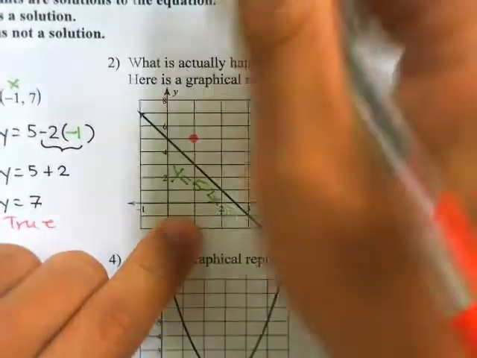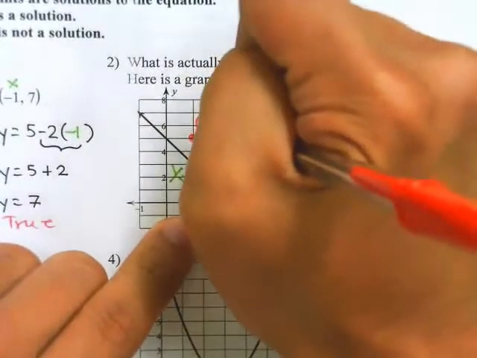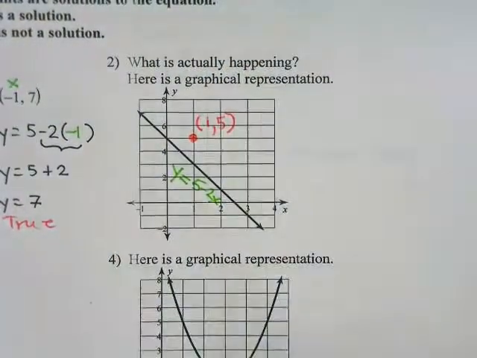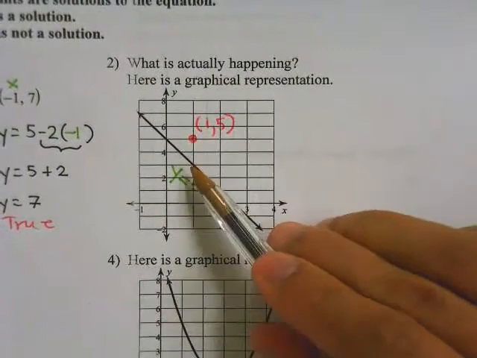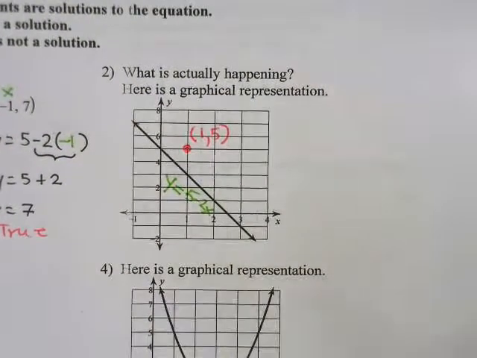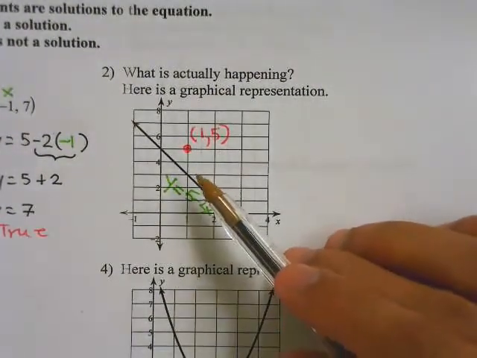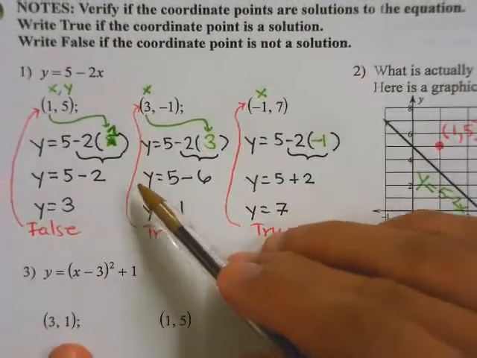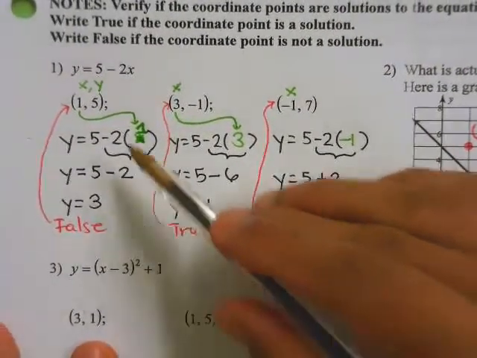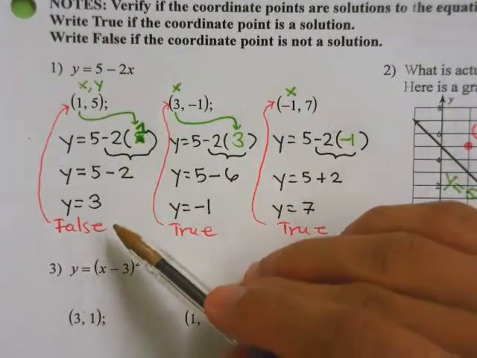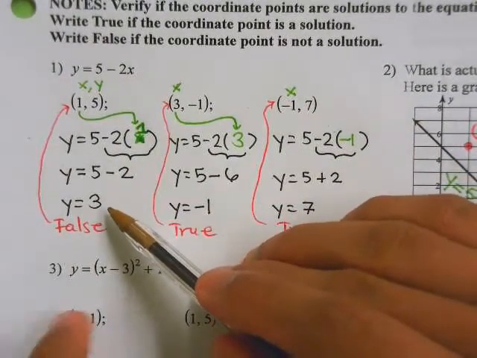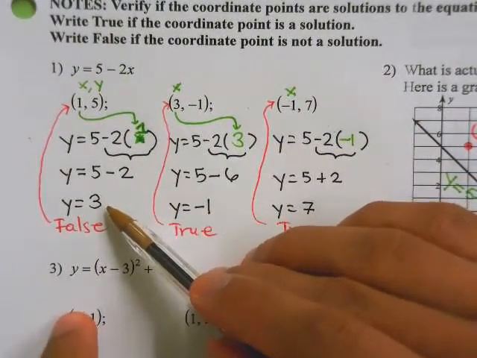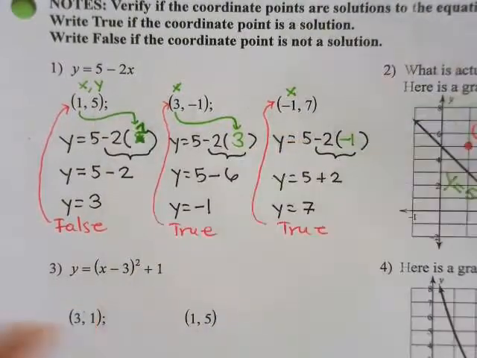Okay, so this is (1, 5). And as you can see, did it land on the graph? This point does not land on the linear graph, the linear function. So hence why it is false. So we have a numerical explanation. It's false because the numbers do not match. It's supposed to have been a 3, but it's a 5, okay?